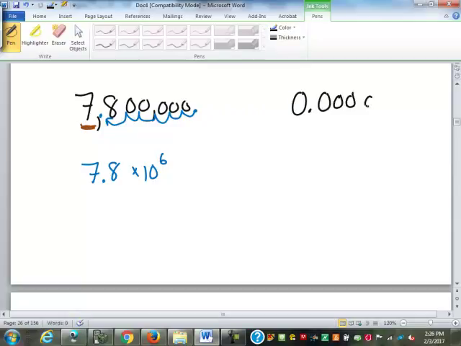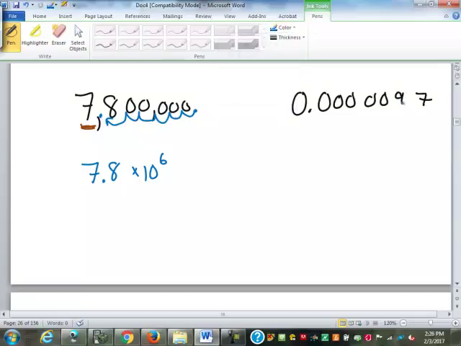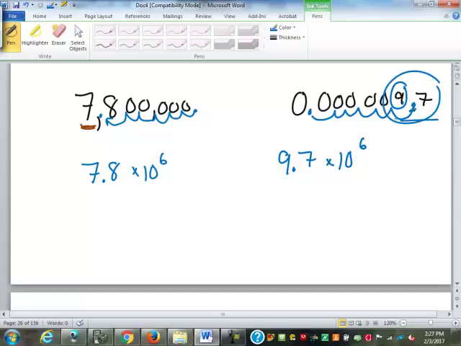Likewise, this one, the first non-zero digit is the 9, so we're going to express that as 9.7 times 10 to the, decimal point starting out here, and we want it to be here after the 9. So we're going 1, 2, 3, 4, 5, 6 places again. But this is the negative powers of 10 place values over here, so it's -6.